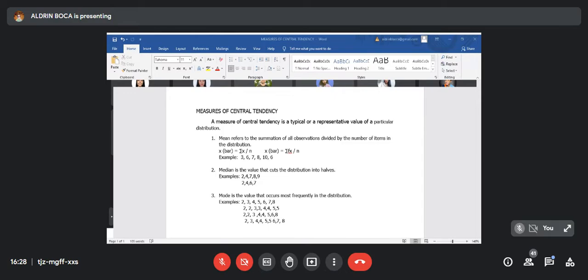But not in number 4. Because in number 4, the values that appear most frequently are 4 and 5, which are adjacent to each other. So if the two values that have the same frequency, or that appear most frequently in the distribution, are adjacent to each other, you get the average, or you get the middlemost value. So that is 4 plus 5 equals 9 divided by 2 equals 4.5. Therefore, the mode of the distribution is not 4 and 5, but 4.5. Is it clear?